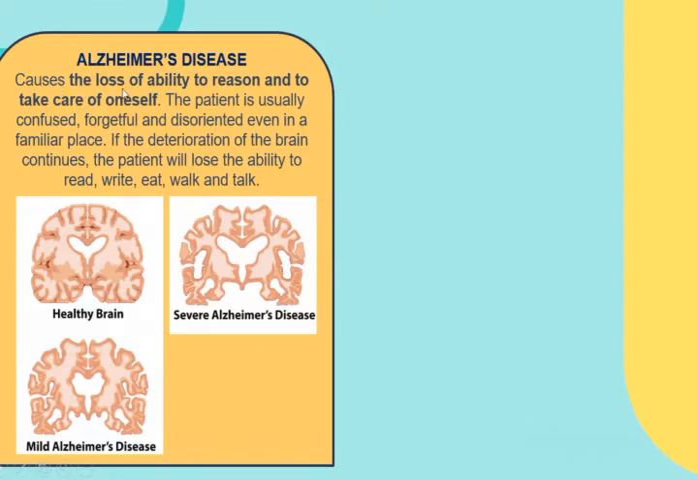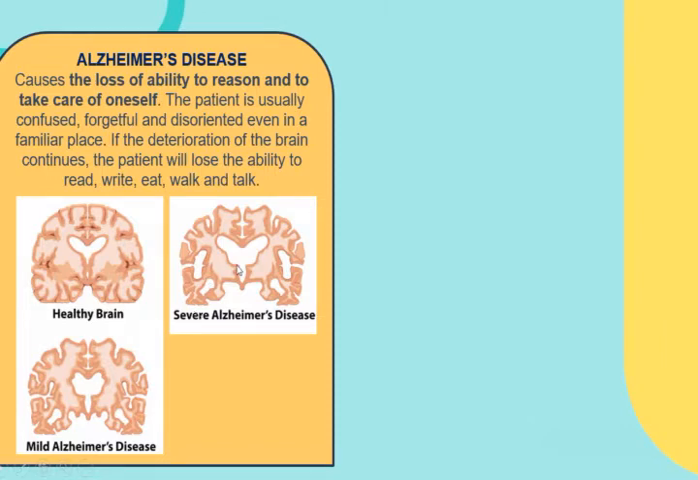It is caused by the loss of ability to reason and to take care of oneself. The patient is usually confused, forgetful, and disoriented even in a familiar place. If the deterioration of the brain continues, the patient will lose the ability to read, write, eat, walk, and talk. These are a healthy brain, a mild Alzheimer's brain, and a severe one. We can see the deterioration of the brain.